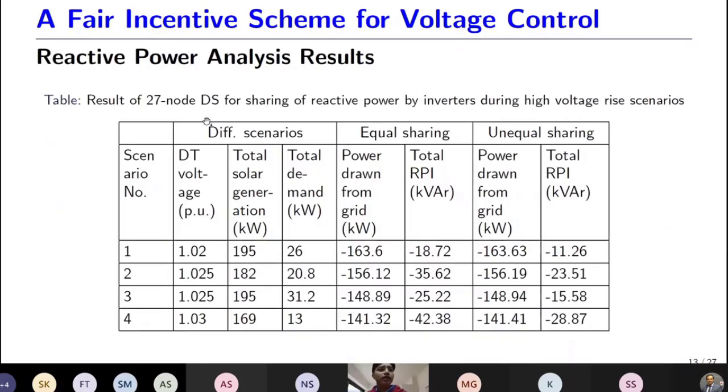These are simulation results. This is a high voltage rise scenario where solar power generation is higher than the load demand, and there is a reverse power flow. The negative sign shows that power is flowing from load to source, and reactive power is negative, meaning reactive power is absorbed by the inverters. Comparing equal and unequal reactive power absorption, unequal sharing requires less reactive power absorption, so unequal sharing is optimal.